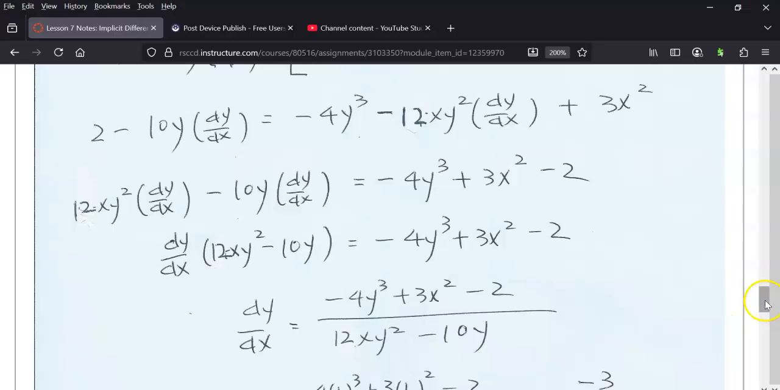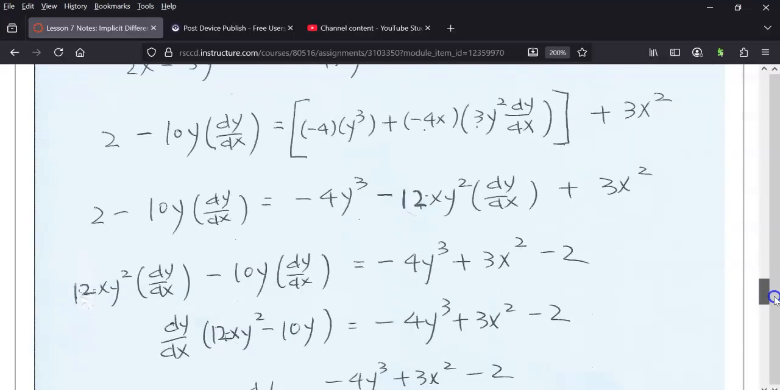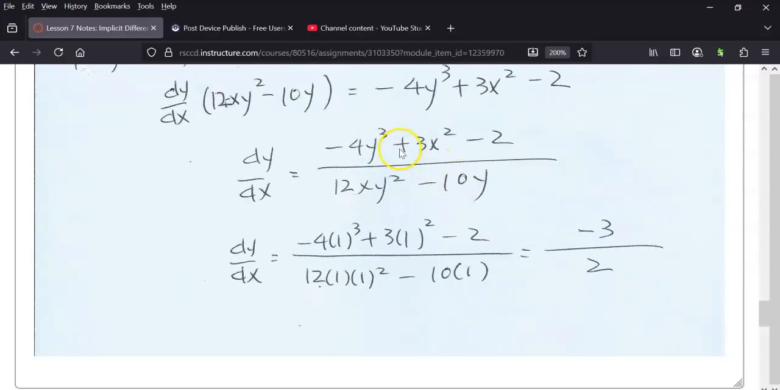Now, usually that's done. It's a generic expression for dy/dx, but they want you to evaluate at (1, 1). So we're going to take this equation and plug in 1 for y and 1 for x. Wherever you see a variable, you plug in 1. So our final answer is negative 3/2.